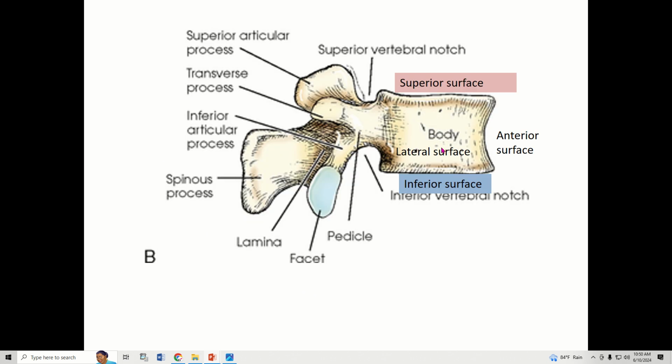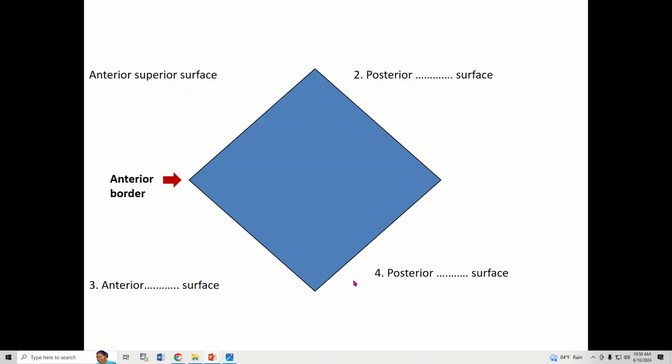This is the vertebral body. It has superior surface, inferior surface, anterior surface, posterior surface, and lateral surface. This is anterior border. This is anterior superior surface, posterior superior surface, posterior inferior surface, and anterior inferior surface.